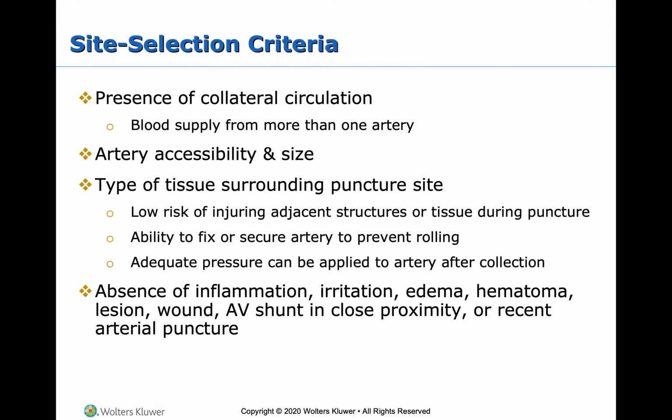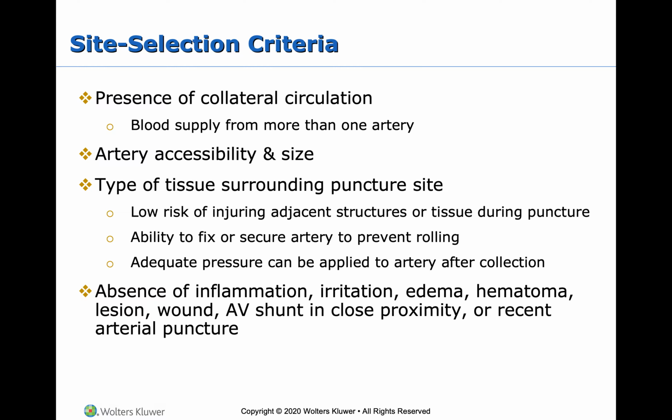So, let me give an example. Say we're poking your radial artery in your wrist. You want to make sure that there's blood supply from 2 different arteries going to the hand so that if you damage that radial artery in any way, your ulnar artery is still supplying the hand with blood so that it doesn't die and have to get amputated.